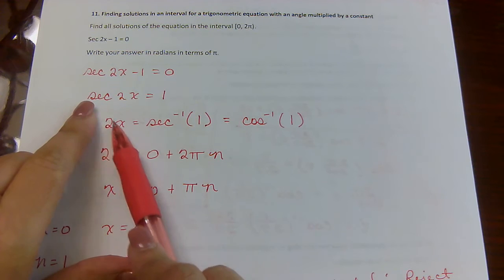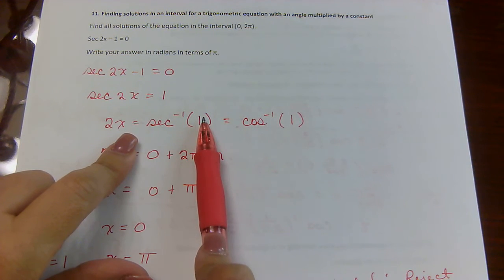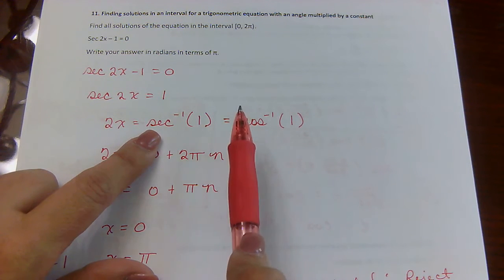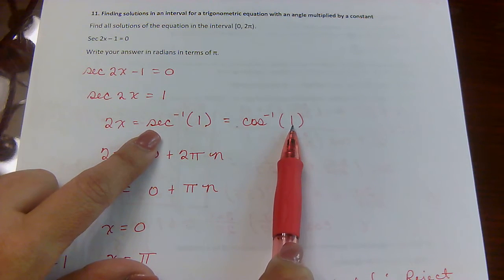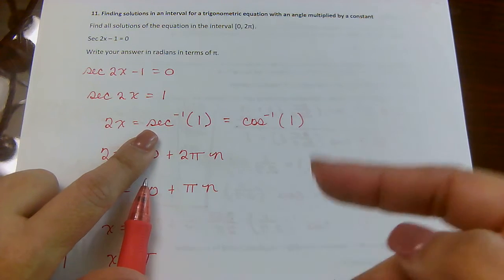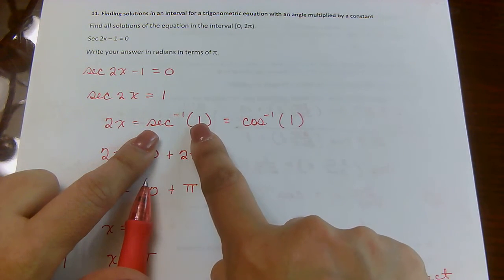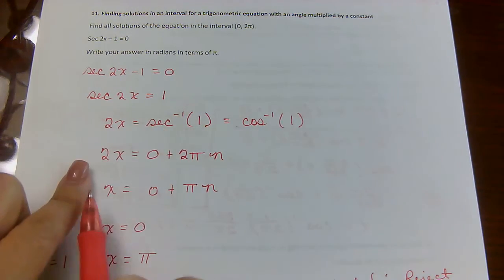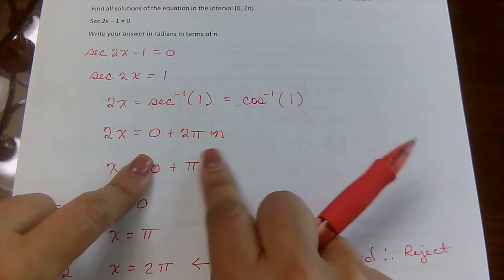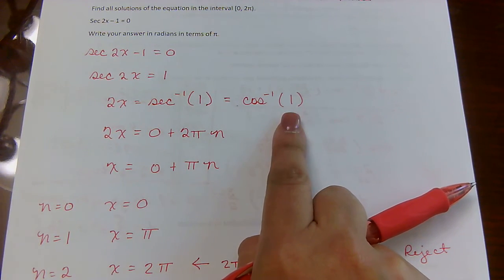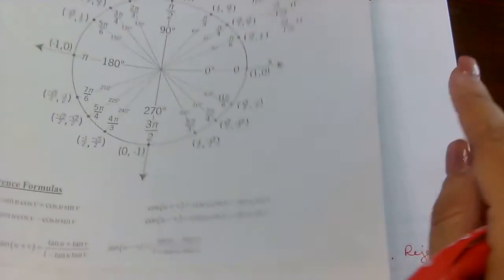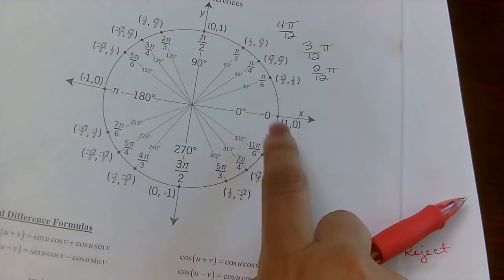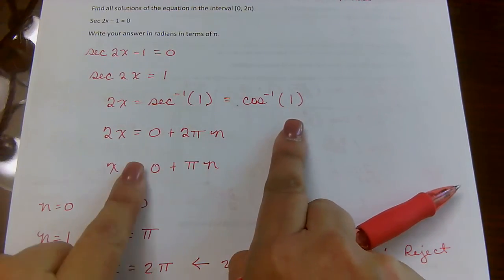Okay, so take your secant over to the other side, which I did here. So the inverse secant of 1 is exactly the same thing as your inverse cosine of 1. Why is that? Well, remember, because those are flipped, and if I flip this ratio, I'm going to get this ratio. So these two values are exactly the same. Then I'm going to use my unit circle to determine where cosine is positive 1. If you remember, cosine is going to be positive 1 at your 0, your 2 pi, your 4 pi, and so forth.